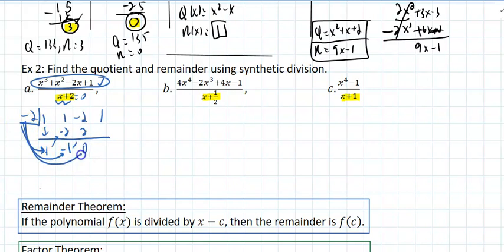And negative 2 times 0 is 0. Add those, that's a 1. This is always the remainder. And this is always 1 power less than what you started. You started with x cubed. So this is x squared minus x plus 0. And you have a remainder of 1. This is the quotient. And there's the remainder.